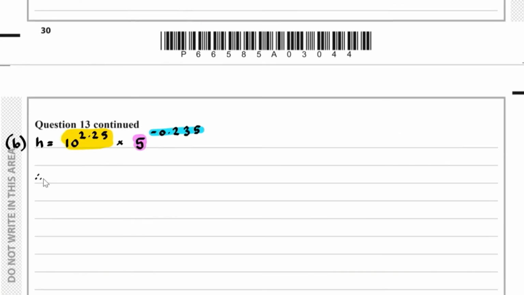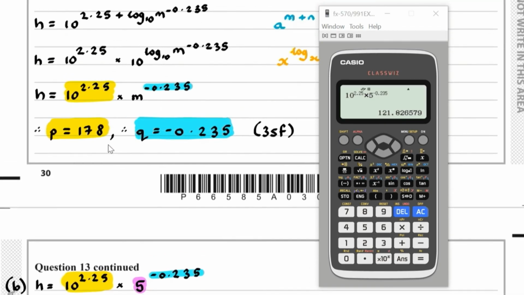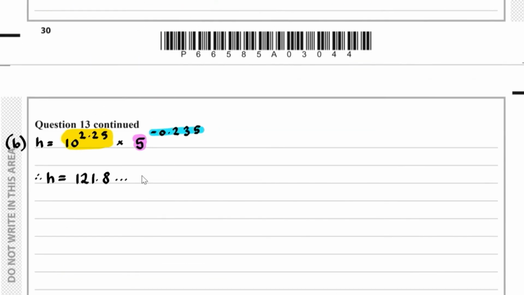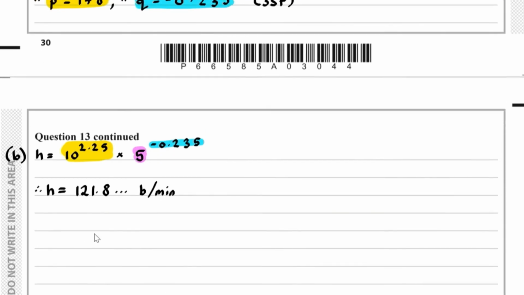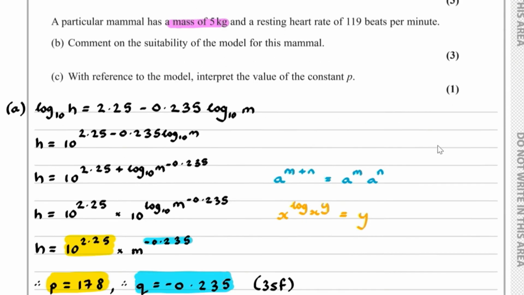So if we find out what h is, we've got 10 to the power of 2.25 multiplied by 5 to the power of minus 0.235. We get 121.8, etc. And if we look at the units, we have beats per minute. So we have 121.8, etc. beats per minute. And if we take a look at what it actually is, well, it's actually 119 beats per minute.